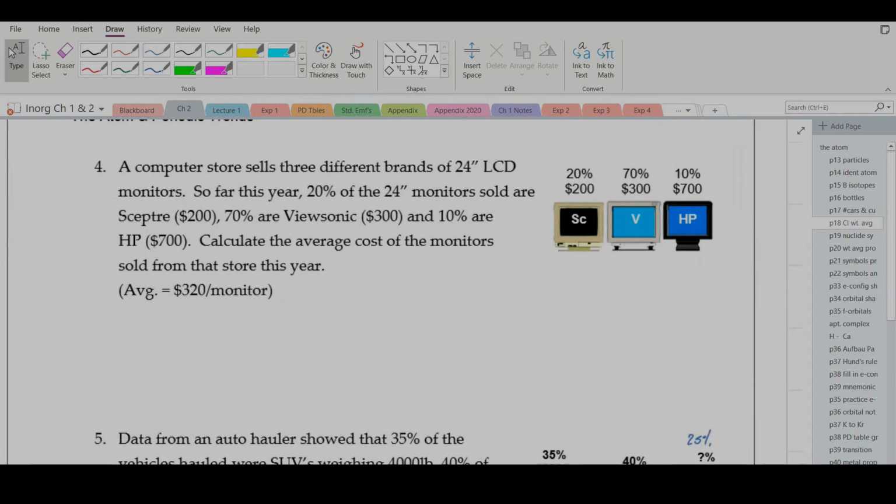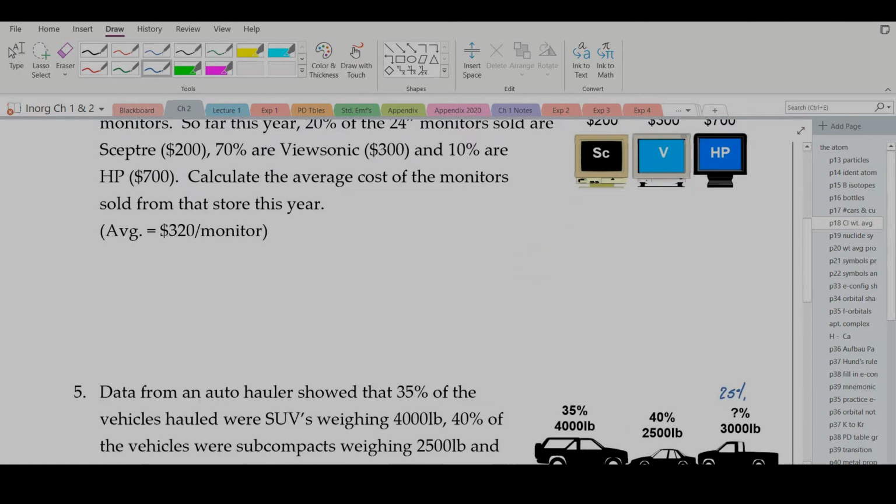Here's another example. You can skip ahead if this is too boring, but I'm going to go through it anyway. A computer store sells 3 different brands of 24-inch LCD monitors. So far this year, 20% sold for $200. These are the inexpensive ones. 70% sold were $300, and then 10% were expensive at $700. So what is the average cost of monitors sold from that store this year?